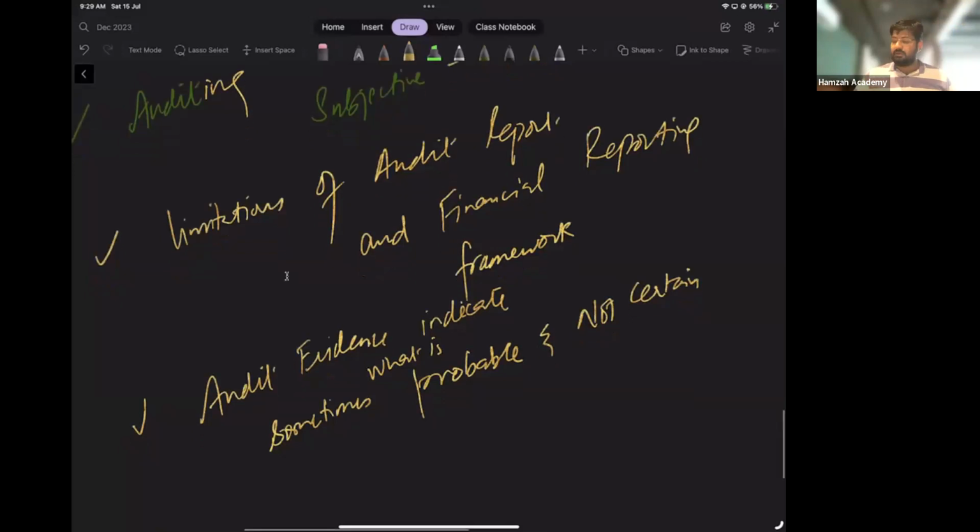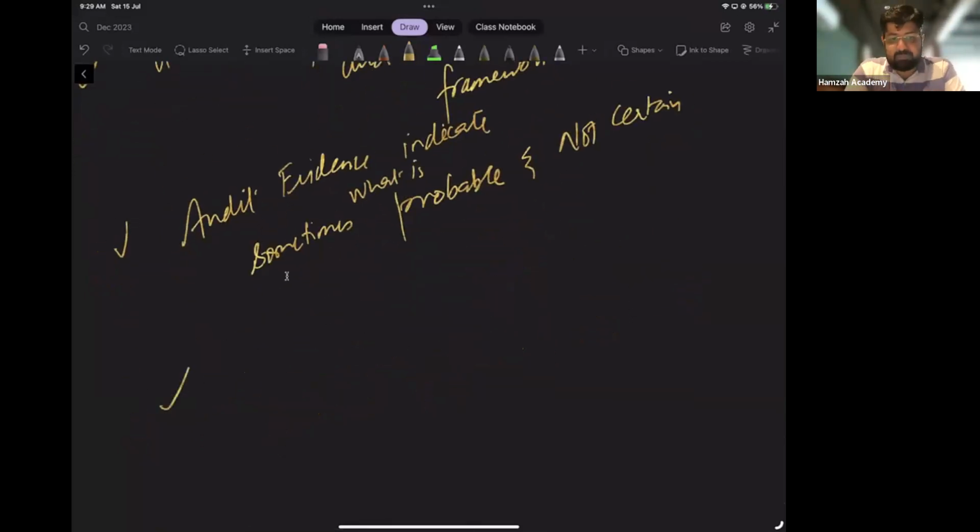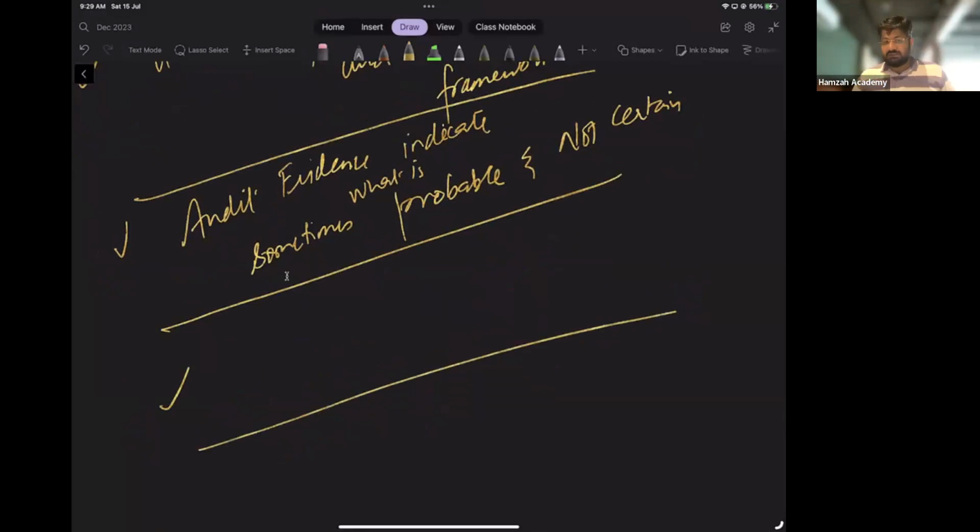Now, the next point is sample-based testing. During the audit, the auditor selects a sample and checks items of the financial statements. An auditor does not check all items, and sample-based testing has risk involved. The sample may not be representative of the population, and my opinion about the financial statements is based on the sample I select and test.